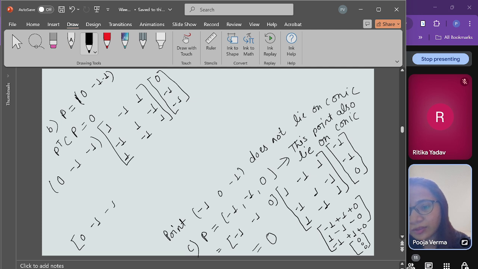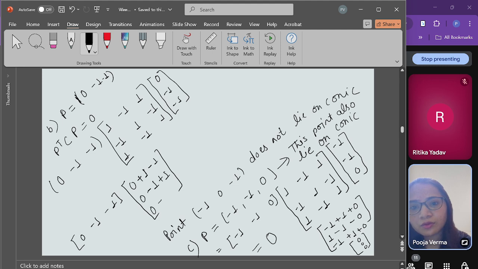So first one is 0, then next +1, -1 into -1. Now next one is -1. Similarly for 0, -1 plus 1, 0 plus 1 and -1. Here also you will get 0.